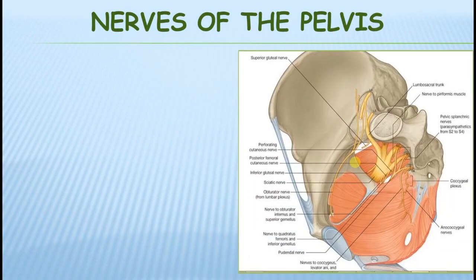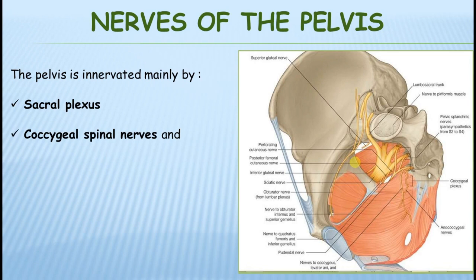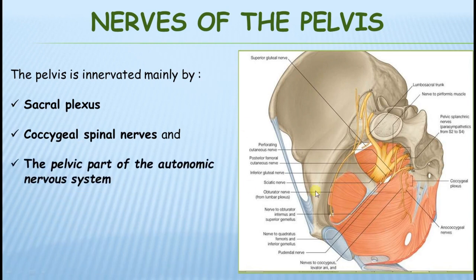So coming to the nerves of the pelvis, it is mainly innervated by the sacral plexus, and also you have the coccygeal plexus. Then you have the autonomic nervous system, sympathetic and parasympathetic, mainly formed by the pelvic splanchnic nerves and contributed from the superior hypogastric plexus, and from the superior hypogastric plexus we also have the inferior hypogastric plexus. So that is about the autonomic part. Then we have the other nerves, mainly from the sacral plexus.